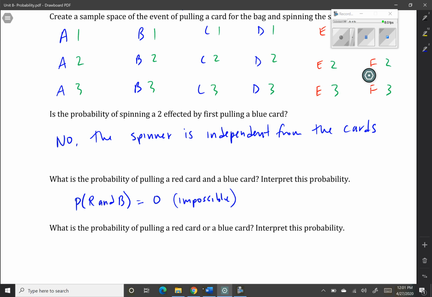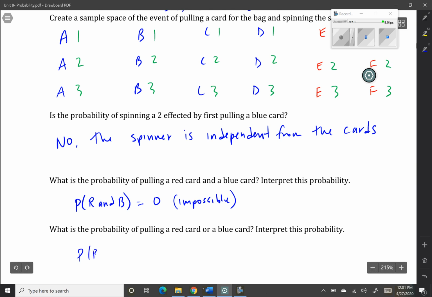What is the probability of pulling a red card or a blue card? Well, since all of our chances depend on us pulling a card and our cards are either red or blue, the probability of being red or blue, well, every single outcome is satisfied there. So this is a certain probability. If I was to give you this scenario, I know for certain that one of my cards is either red or blue.